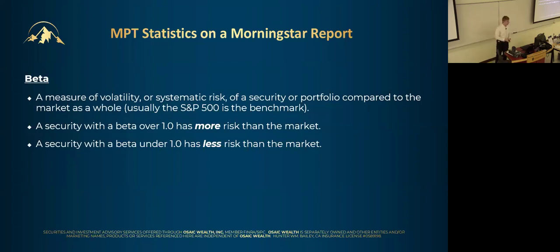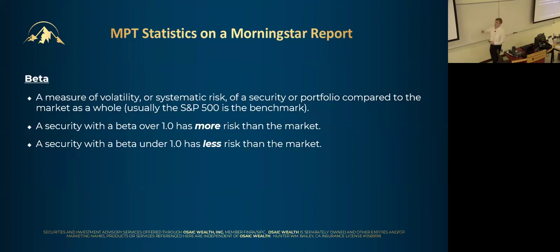So if you see something that has a beta of 1.0, that means it's as risky relatively as the S&P 500 index. Now a security with a beta over 1.0 has more risk than the market, so it's likely that if you have a beta of 1.5 and the S&P goes up by 10% or down by 10%, the security that has a 1.5 beta will likely go up or down by 15% in comparison.